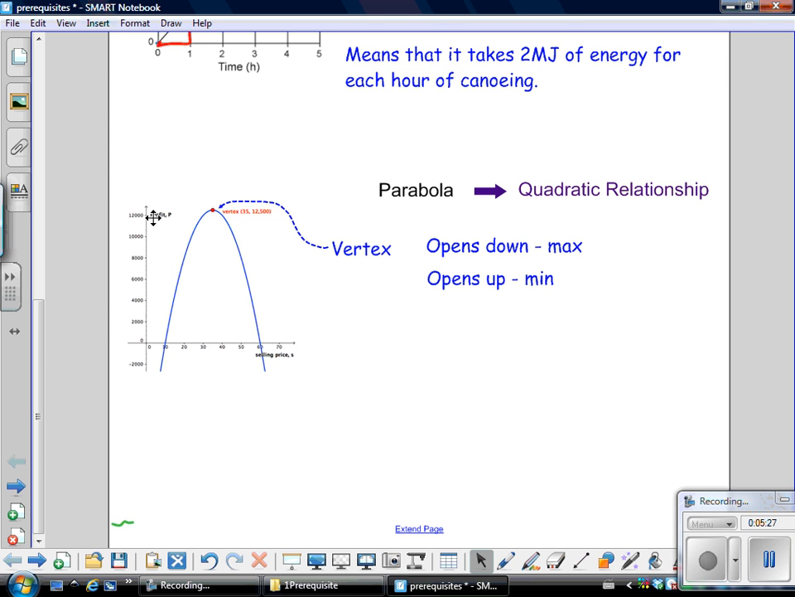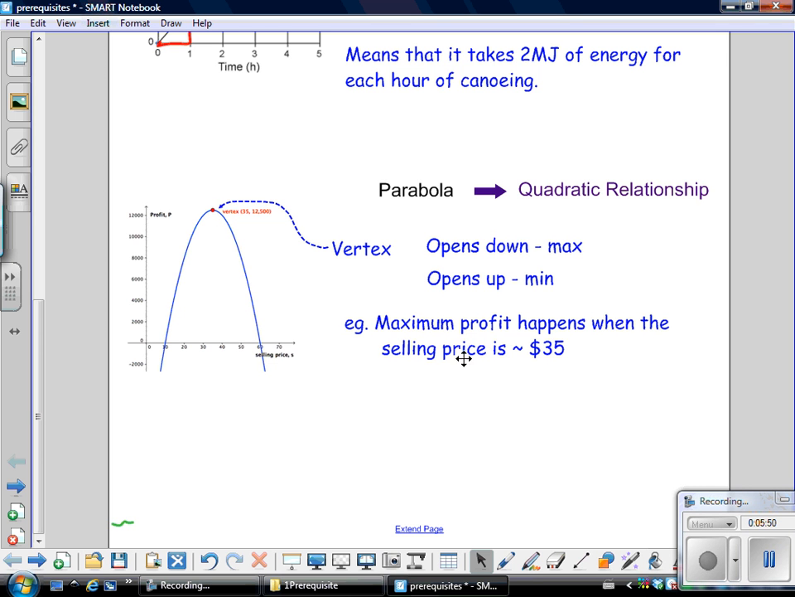Now, if I look at this exact kind of graph, and it's kind of hard to see the actual wording, this one here says profit P, and the top number is 12,000. And along the bottom here, it says selling price. So in this case, I'm going to have a maximum profit. So the highest point is the maximum.